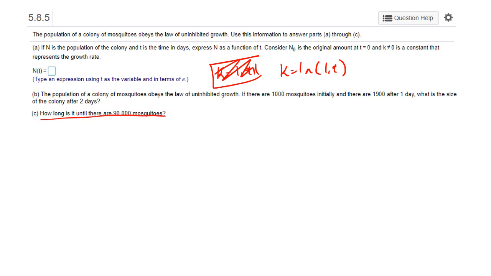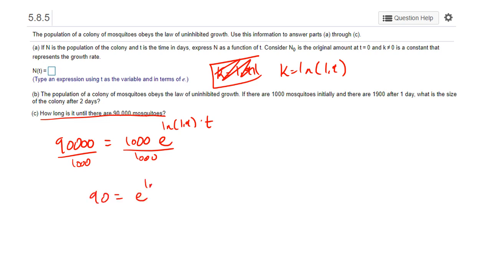So how long until there are 90,000 mosquitoes? We want to end up with 90,000. We started with 1,000. And now we have e to the k, which we've already determined is log of 1.9, times t. So divide both sides by 1,000 to get 90 is equal to e to the natural log of 1.9 times t. Converting this to a natural log, we get the natural log of 90 is equal to the natural log of 1.9 times t. Divide by natural log of 1.9.